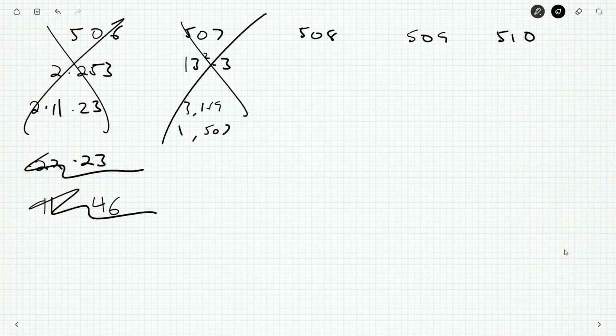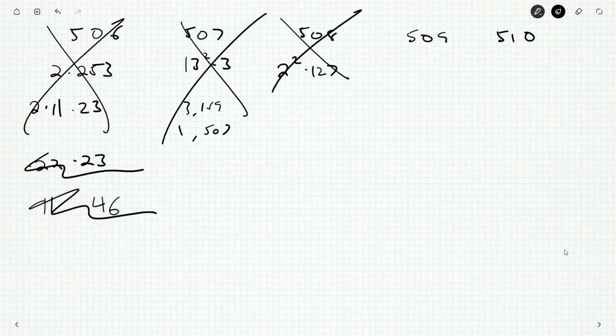Okay, how about 508? Divide by 4, can't I? So this is 2 squared times 127. I know that's a prime. It's a Mersenne prime. Is it a Mersenne prime? Yeah, it's a Mersenne prime. And that's still not going to work.